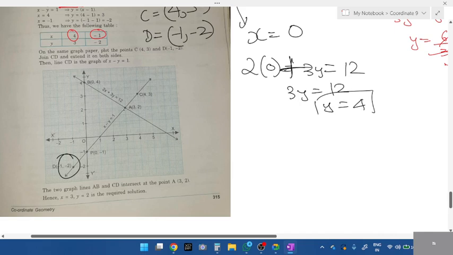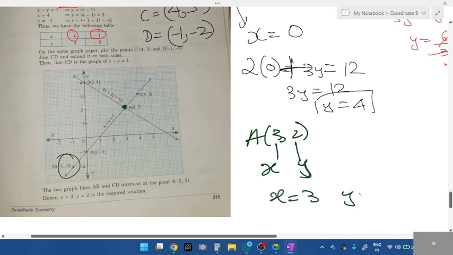Now, wherever these 2 lines meet, that point will be the answer. Look at that point, it is 2 comma 3. X value, Y value. So the main solution is X is equals to 3, Y is equals to 2. This is the required solution.